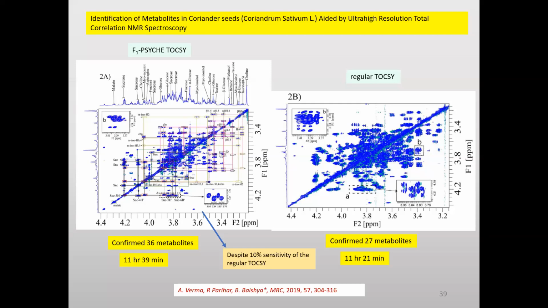We could identify 36 spin systems and 36 metabolites using this pure shift TOCSY, but using the regular TOCSY, due to the signal overlap, we could not go beyond 27 metabolites. So we could confirm 9 more metabolites using the cytotoxic. In fact, many other peaks are very well resolved in cytotoxic, although we could not make the assignment. But spin system identification of more than 36 metabolites could be performed using F1 cytotoxic.